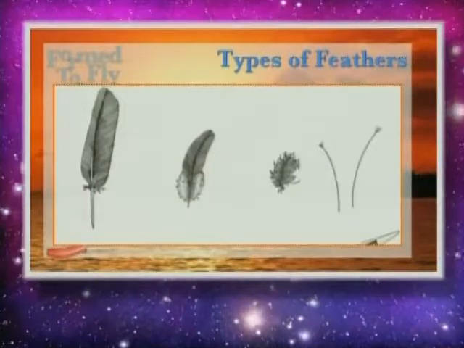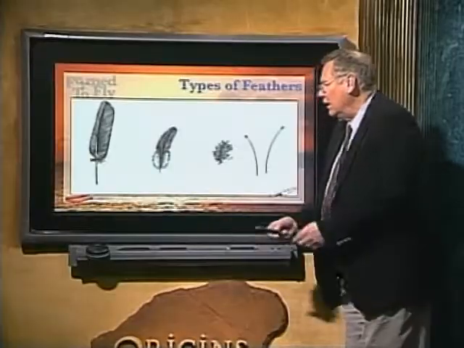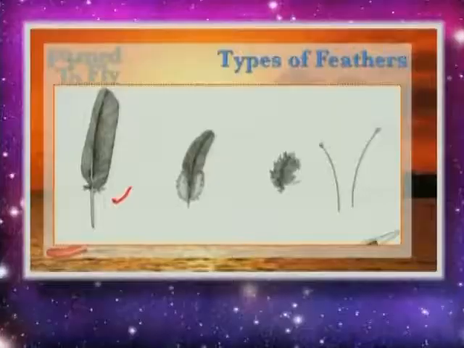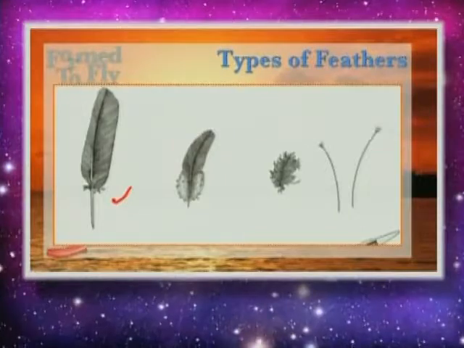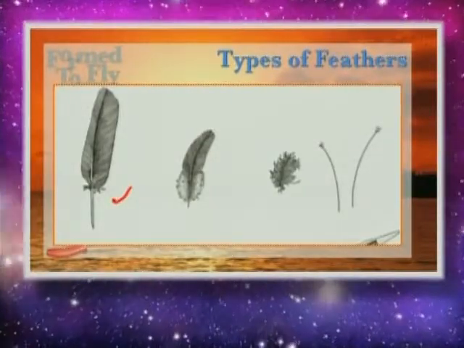There are three types of feathers. I know we have four here, but there are really three types. This is a feather that I think we're mostly familiar with. It's called a primary feather if it's from the wing. It has a shaft, and a vein on either side.